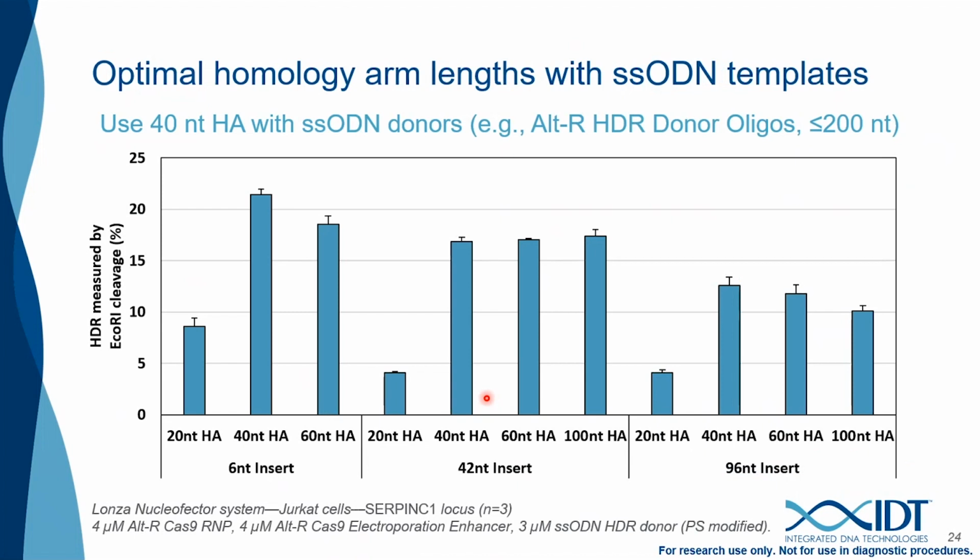All right, so the last bit of data in this section is going to be looking at optimal homology arm lengths. As with everything, I'll be showing you some data from our single-stranded donors. So if we look at 3 different insert sizes here, you can see HDR is plateauing pretty dramatically with 40 base pair homology arms. Anything longer isn't really benefiting your HDR rates, and that's because those modifications are really providing some protection there.